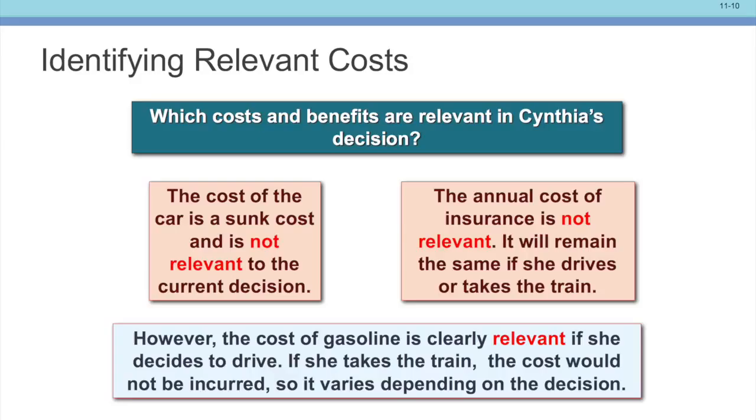So we have lots of costs and things going on in this decision. Some of them are relevant, some of them not so relevant. We have to look into these a little bit deeper. So when we think about this, which costs and benefits are relevant? The cost of the car is a sunk cost. So that's not relevant to the decision.